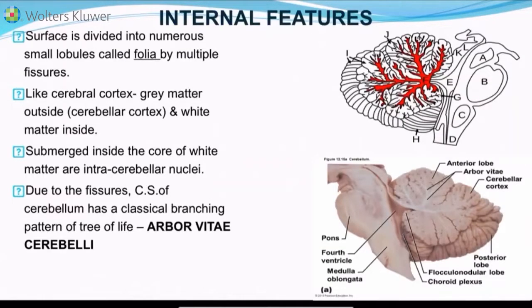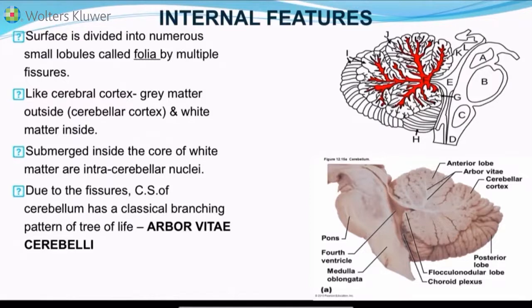Coming to internal features now. We have done with the external features, moving on to internal features. The surface of the cerebellum is divided into numerous small lobules called folia by multiple fissures. So when you come to the dissection hall, you will find that the surface of the cerebellum has a lot of small tiny fissures, shown in the picture below. These small fissures will divide the interior of the cerebellum into small leaf-like structures known as folia. The external small fissures will divide the internal structure into small folium.